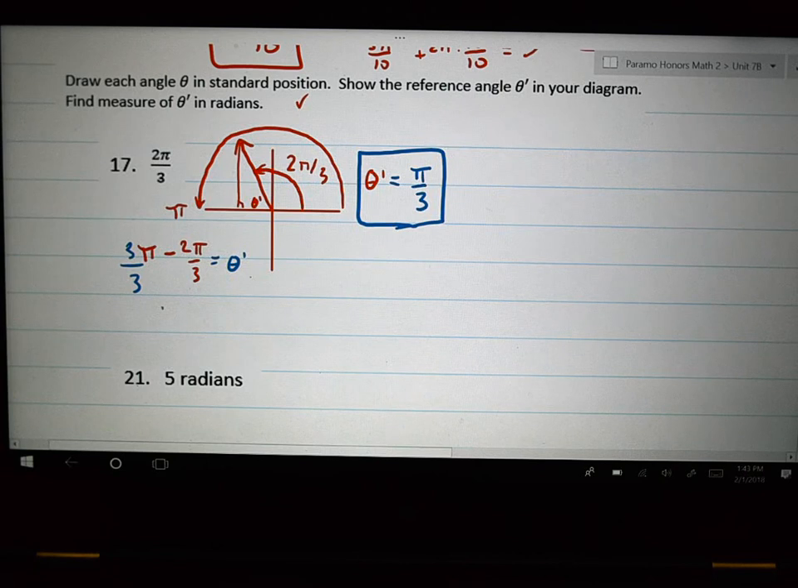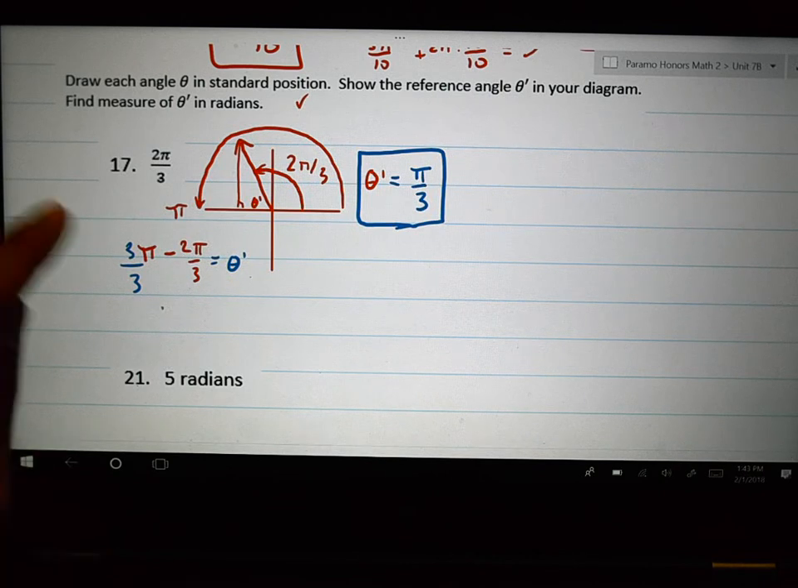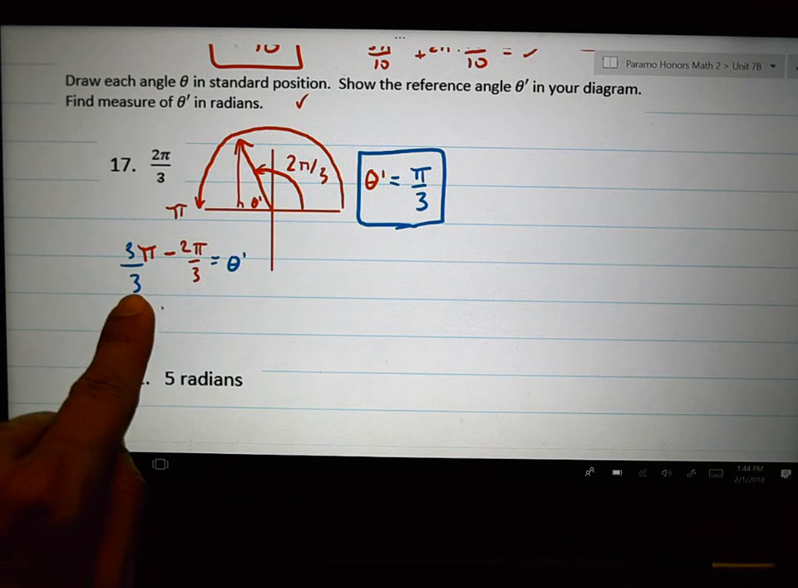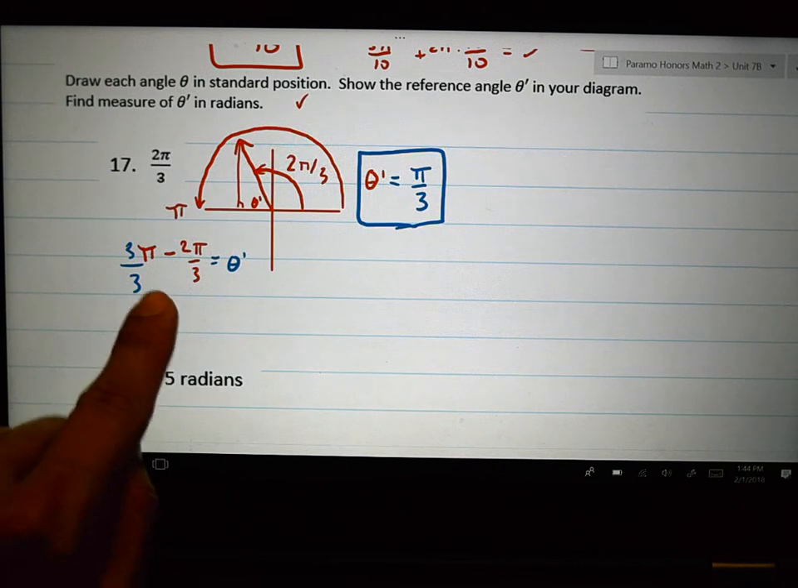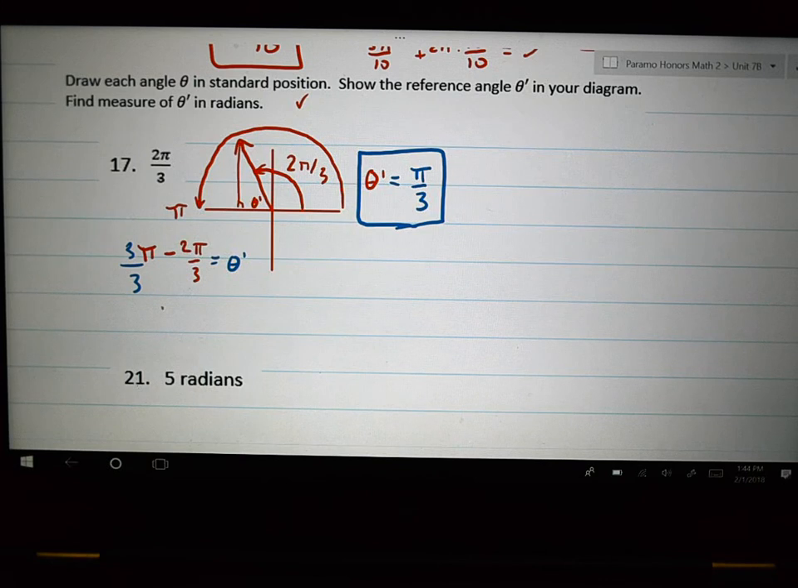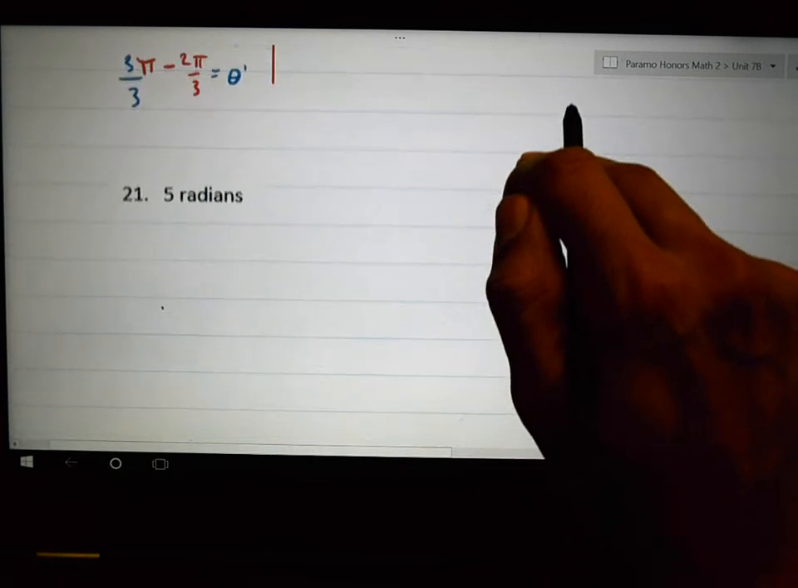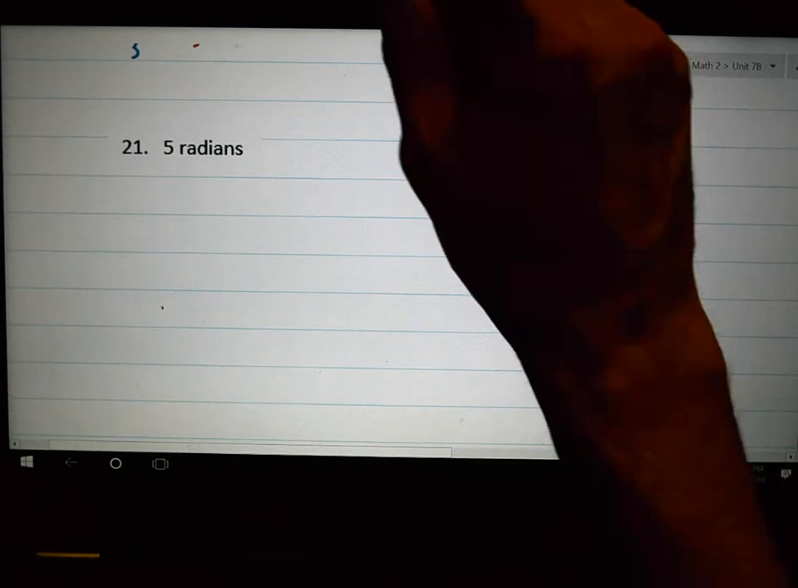I can't tell you how many students who have issues with fractions don't understand what we're doing right here, so you may have to explain this to your partner if they need help. Possibly. Okay? Here's the last thing we're doing. Number 21. 5 radians.